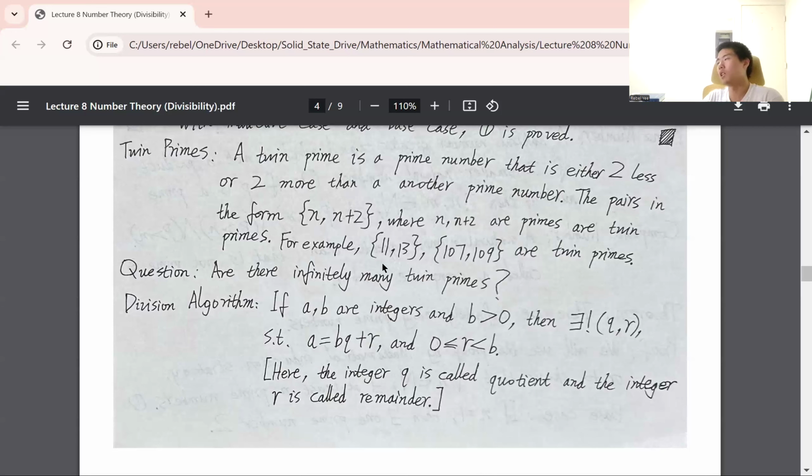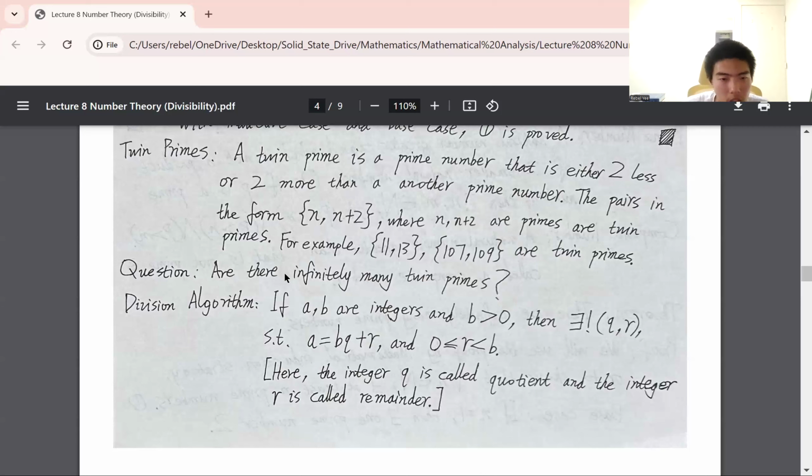Yeah, because 2, 3, they only differ by 1. So it's not a twin prime. And this is another twin prime, somehow larger, 107, 109, they're both prime numbers. So this is a twin prime.